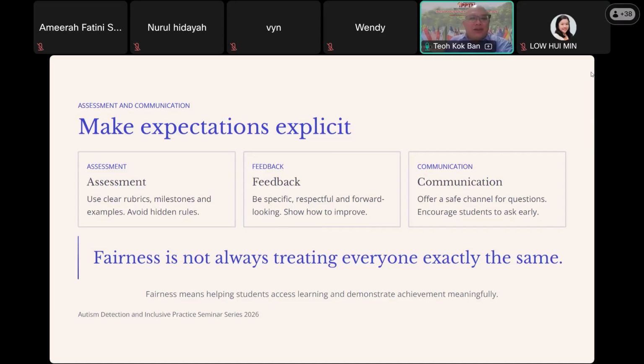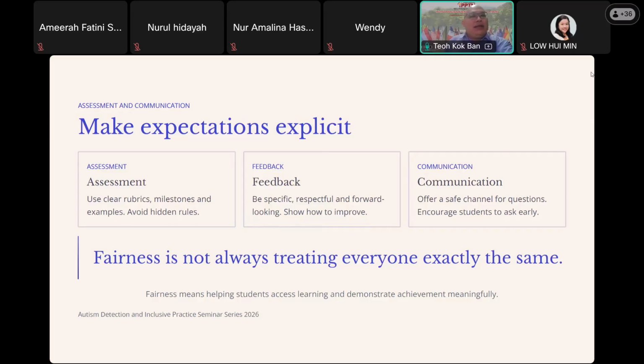And the third area is communication. Students should have a safe way to ask questions, and ideally we want them to ask questions early, before a small misunderstanding becomes a large academic problem. Now, an important issue here is fairness. A lot of teachers and lecturers talk about this. Sometimes we think fairness means treating everybody exactly the same. But equal treatment does not always create equal access.